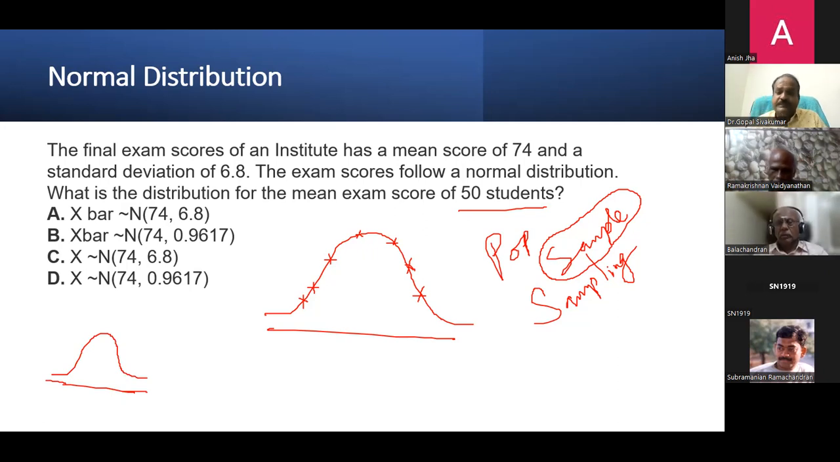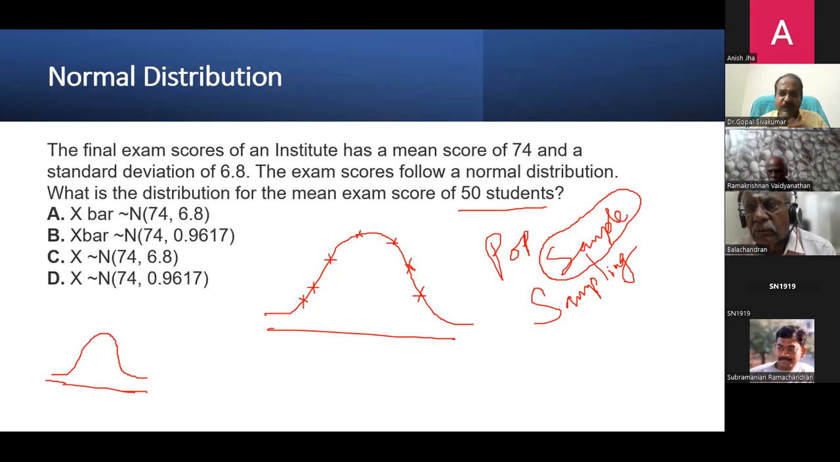Okay, I will give one more example. So all of you are thorough with the population, right? Population distribution: the school might have 1,000 students. All 1,000 students' marks, when you visualize, that is population distribution. Am I correct? And a class of 50 students is a sample.